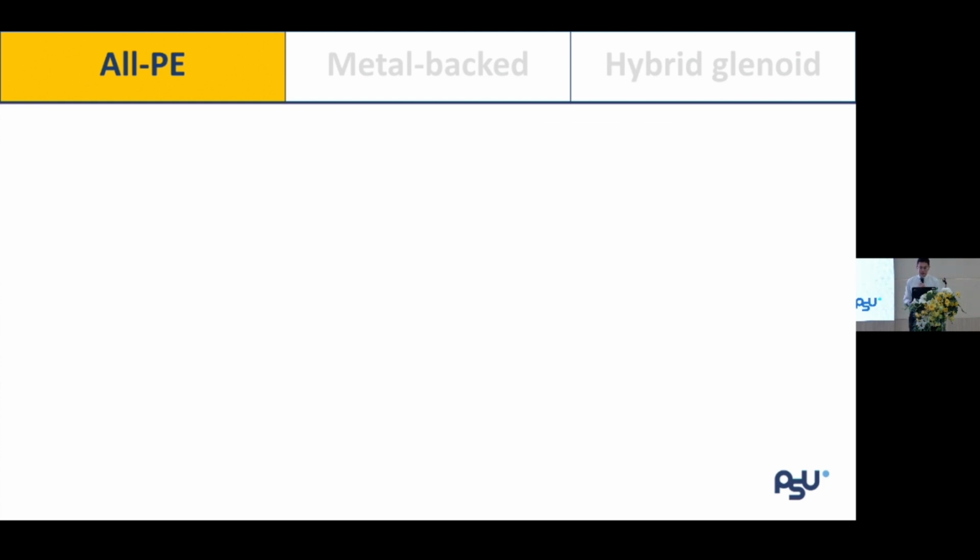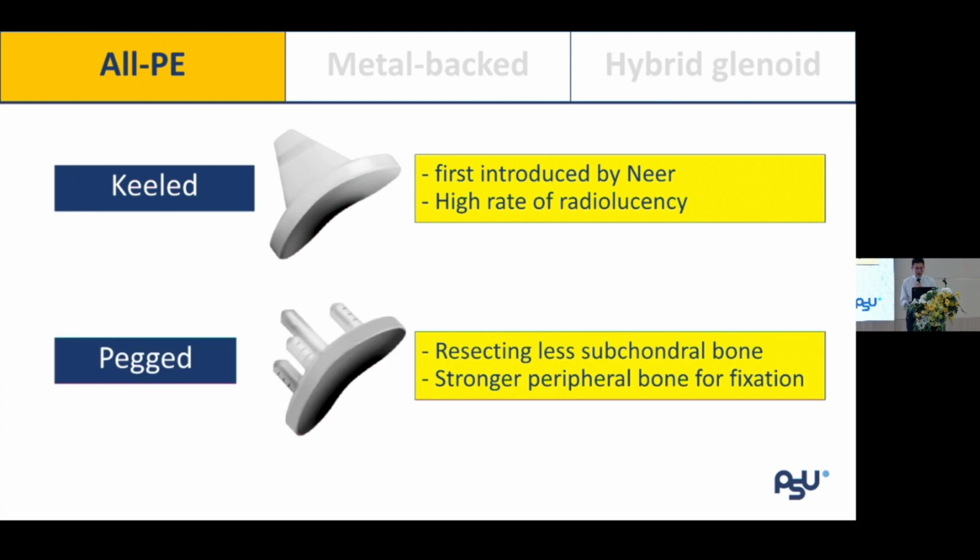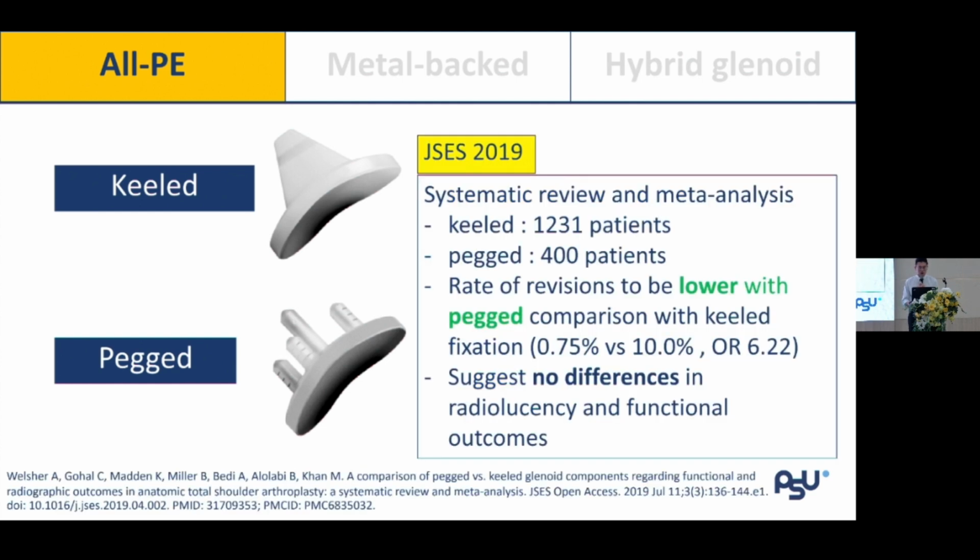There are two main fixation types for all-polyethylene cemented glenoid components. The keeled glenoid, first introduced by Neer, has a high rate of radiolucency, and the peg glenoid requires subchondral bone resection and achieves stronger fixation in peripheral bone. In 2019, a systematic review and meta-analysis from JSES compared the keeled and the peg glenoid. The study found that peg fixation has a significantly lower revision rate. This finding suggests that the peg glenoid may provide better long-term implant stability.